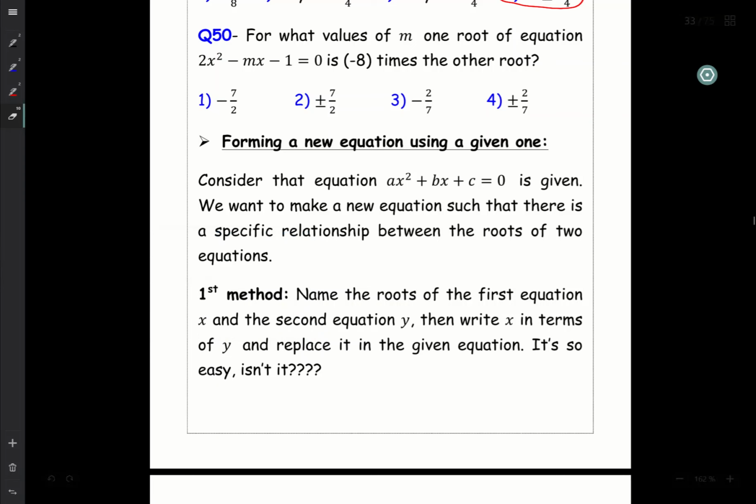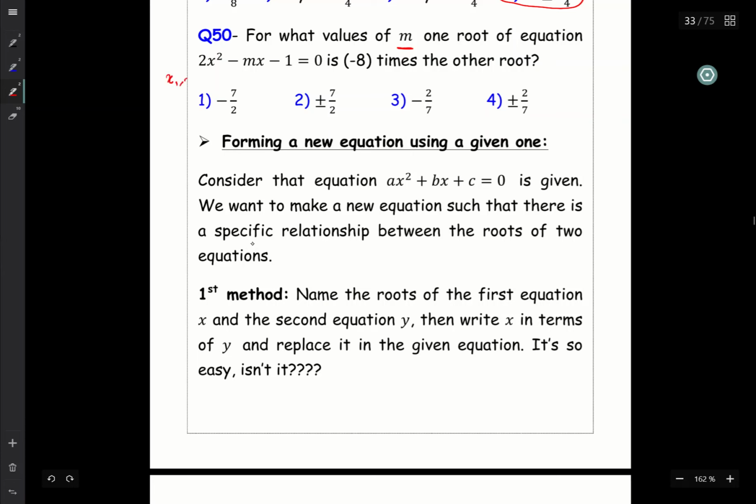Hello and welcome back. In this lecture, we're going to continue our discussion on quadratic equations, and let's continue with question 50. For what values of m, so m is a parameter here, is one root of the equation 2x squared minus mx minus 1 equals 0 minus 8 times the other root?